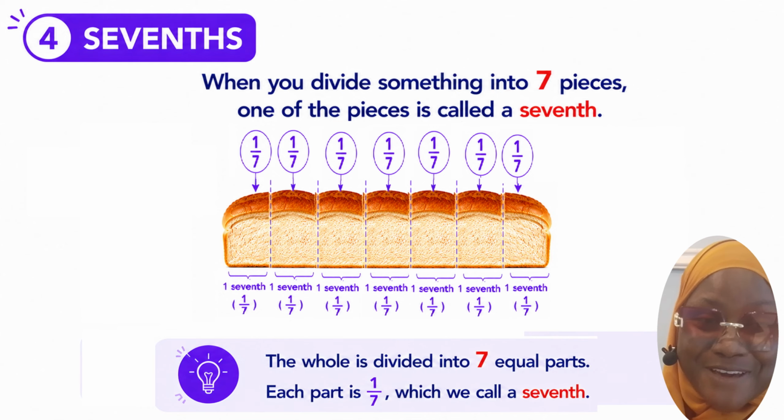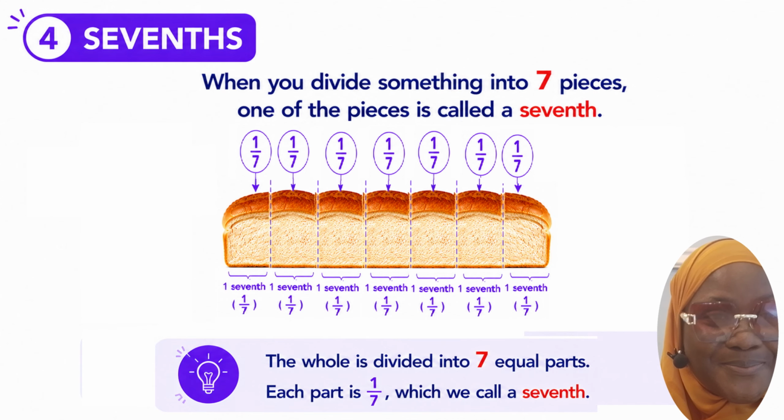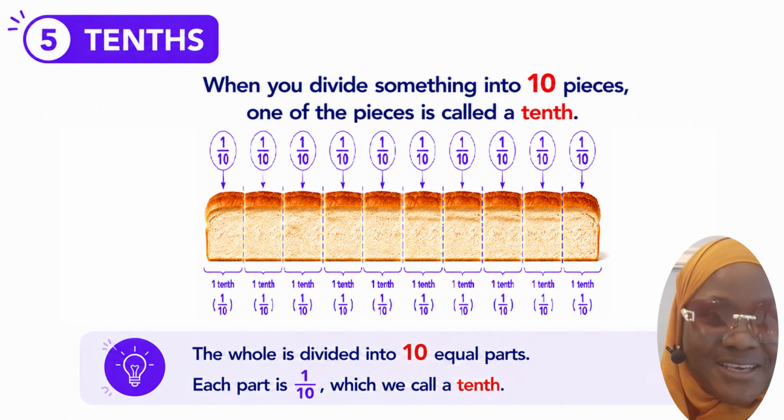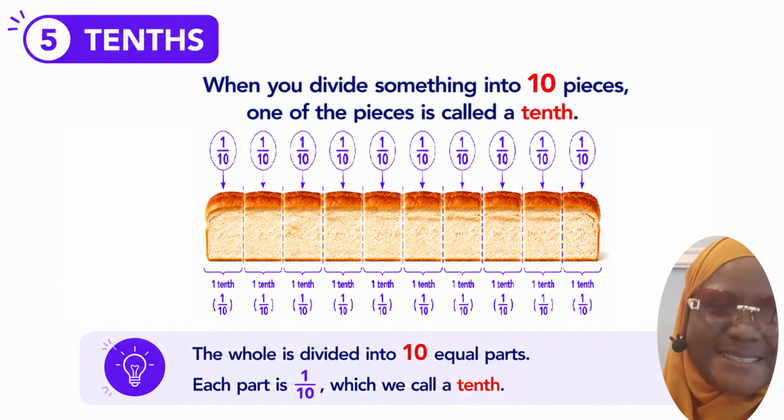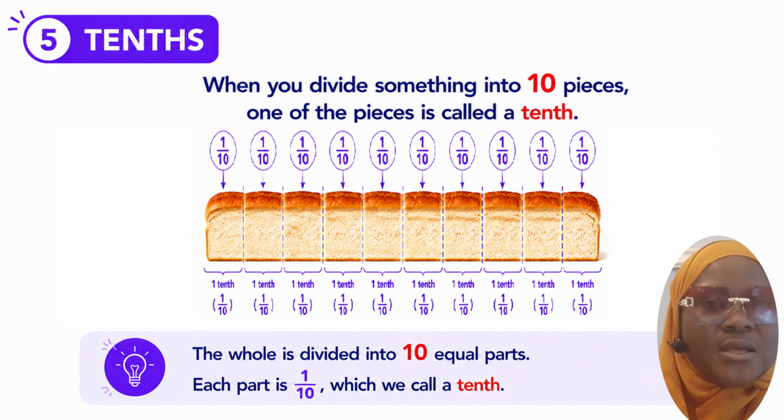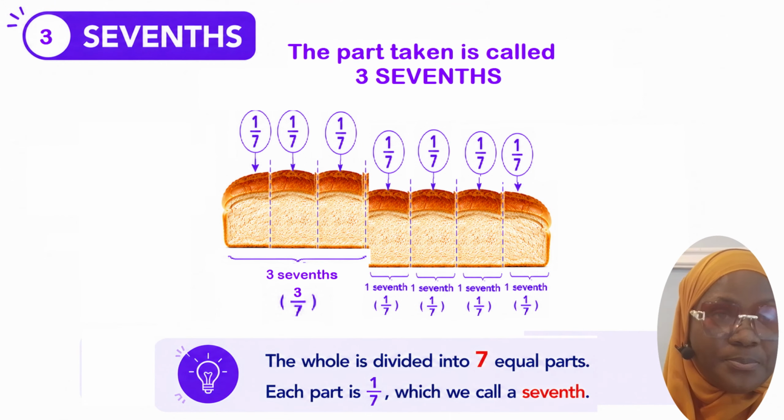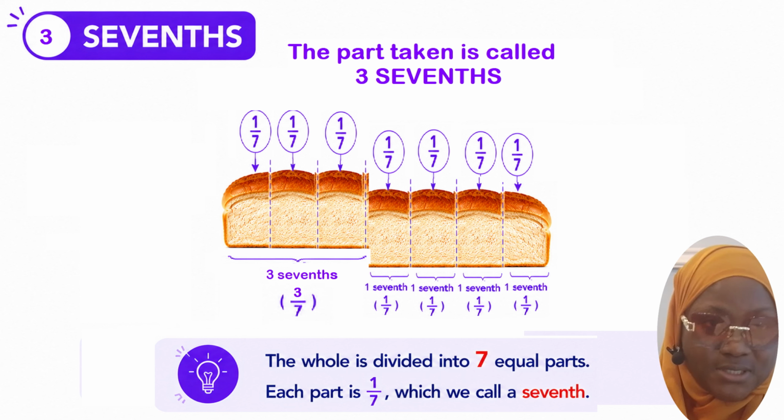Similarly, when you divide something into 10 equal pieces, can you tell me the answer? One piece is called a tenth. A tenth. So, let's imagine you divide something into 7 equal pieces. One piece is called 1/7.